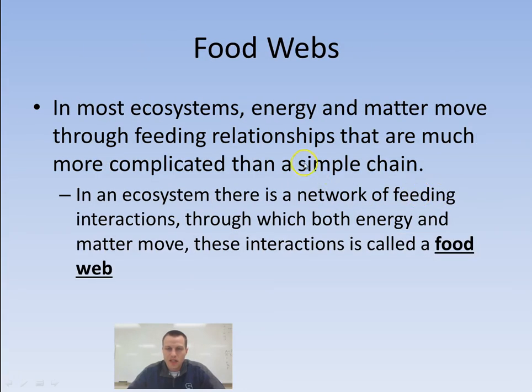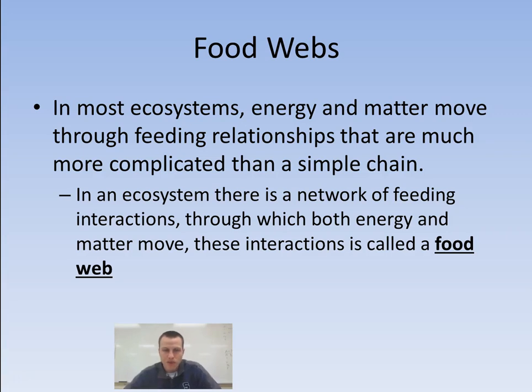throughout an ecosystem. Food webs are a little bit different. So in most ecosystems, energy and matter move through feeding relationships that are much more complicated than a simple chain. So organisms don't just eat grass, or frogs don't just eat grasshoppers. They can go in different directions. Some eat plants and animals. Okay, so it isn't this simple chain of events where we're stuck to energy in that fashion. It's a lot more complicated than what you might think.